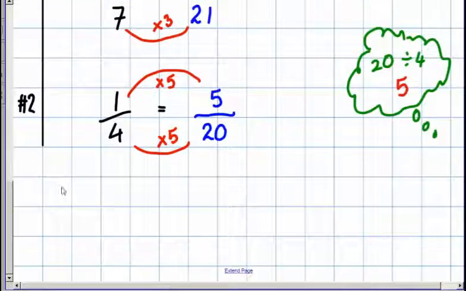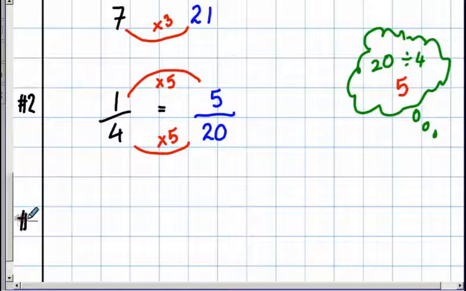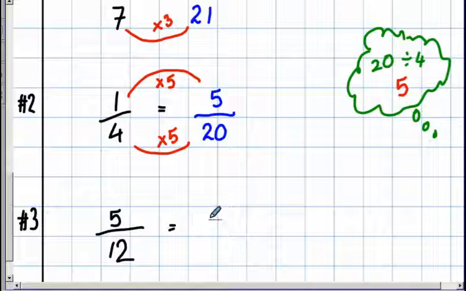Let's try that once more, because the key really, no questions until the end. The key thing is, what do you multiply by? Here we go. Question 3. 5 over 12 is the same as 10 over what?